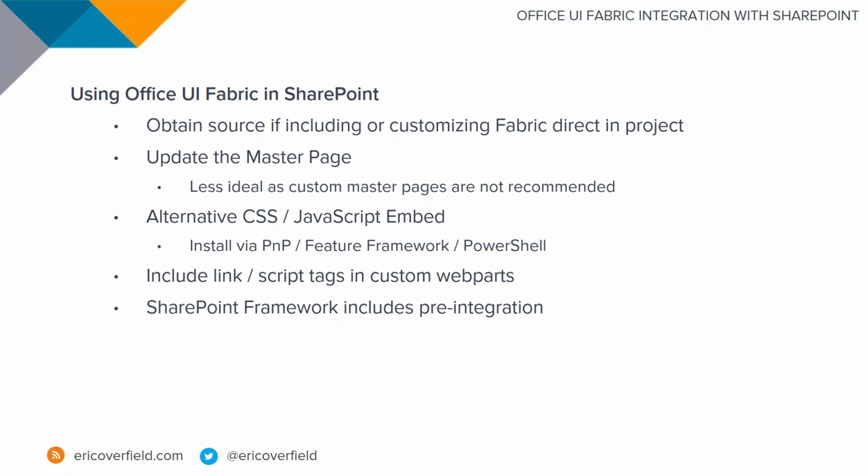A more preferred method is to use something like alternative CSS and JavaScript embed. That's actually how we're going to go through the rest of our demos. We're going to use PNP and PowerShell to set alternative CSS and use JavaScript embed to inject our JavaScript directly into our pages when we need it. It does work reasonably well. You could also use the feature framework as well. There's no reason why you couldn't, so that you could just activate a feature that will somehow inject CSS and JavaScript. As I talked about, like custom web parts, you could just link to it, but you typically want to scope it.